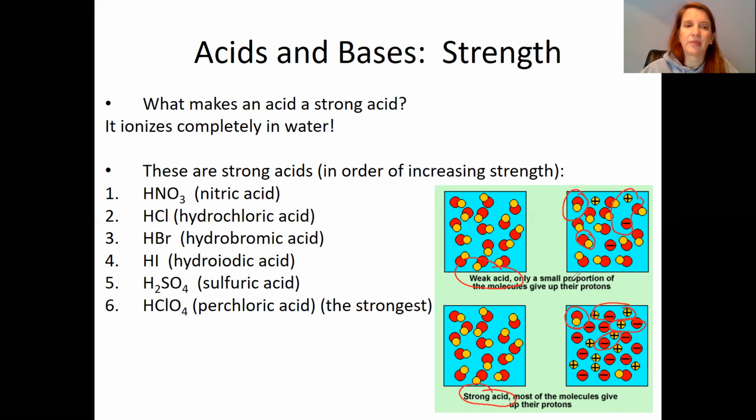They ionize completely. There's going to be 6 strong acids that you have to know, okay? These are nitric acid, hydrochloric acid, hydrobromic acid, hydroiodic acid, sulfuric acid, and perchloric acid. Okay, you don't have to know which one's the strongest. You just have to know that these 6 are the strong acids. You'll notice that it's all of the halogens except for HF, hydrofluoric acid. Hydrofluoric acid is weak. And then a couple of the ones with polyatomic ions in there as well.